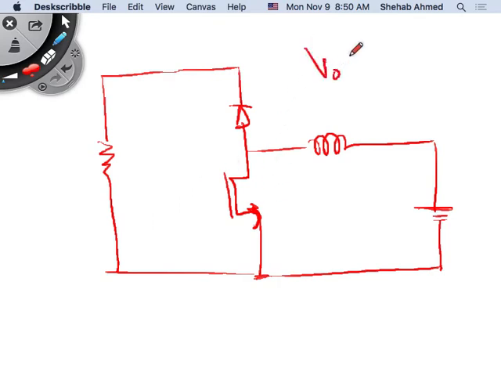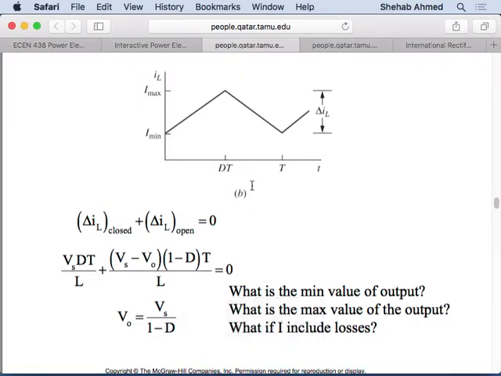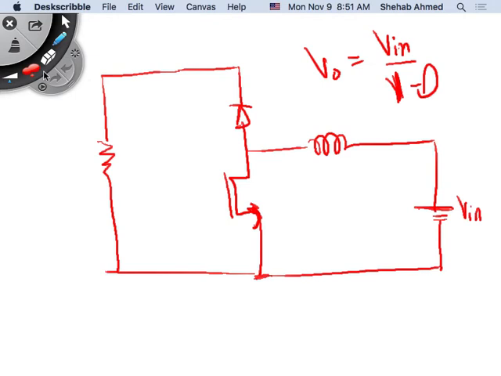Remember, the output voltage equation is V input over 1 minus D. So what's the minimum value? D can range between what and what? 0 to 1. So put these two extremes in there. If it's 0, V output is equal to V input. How about if it's 1? V output is equal to? Exactly.